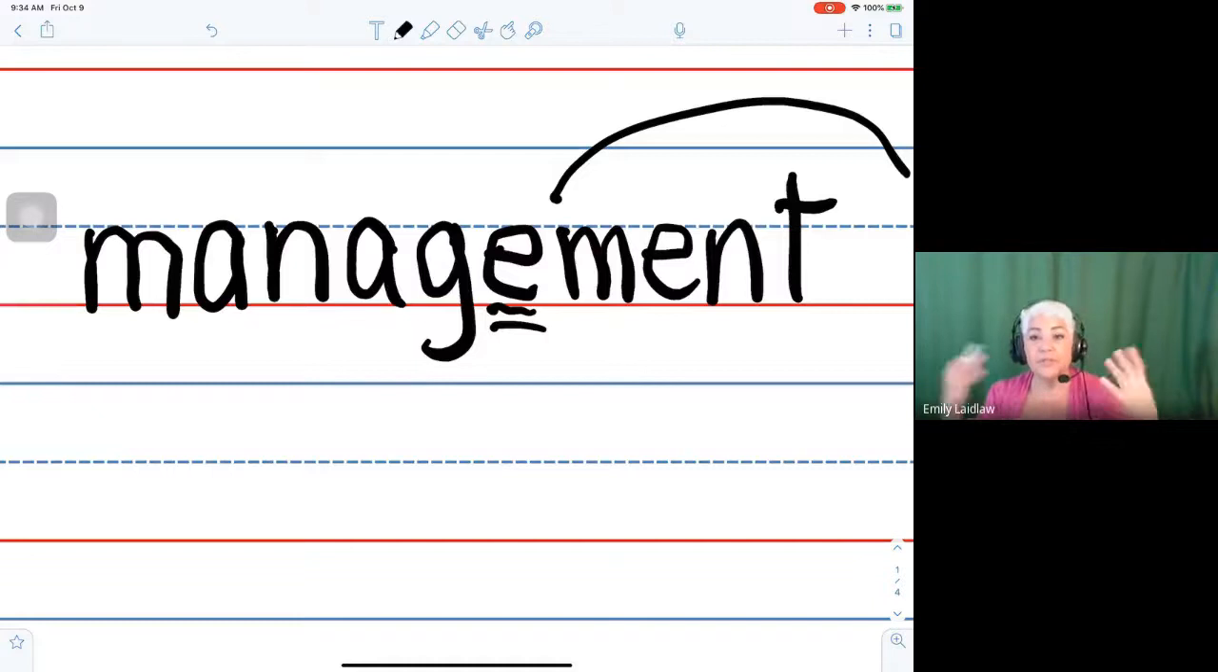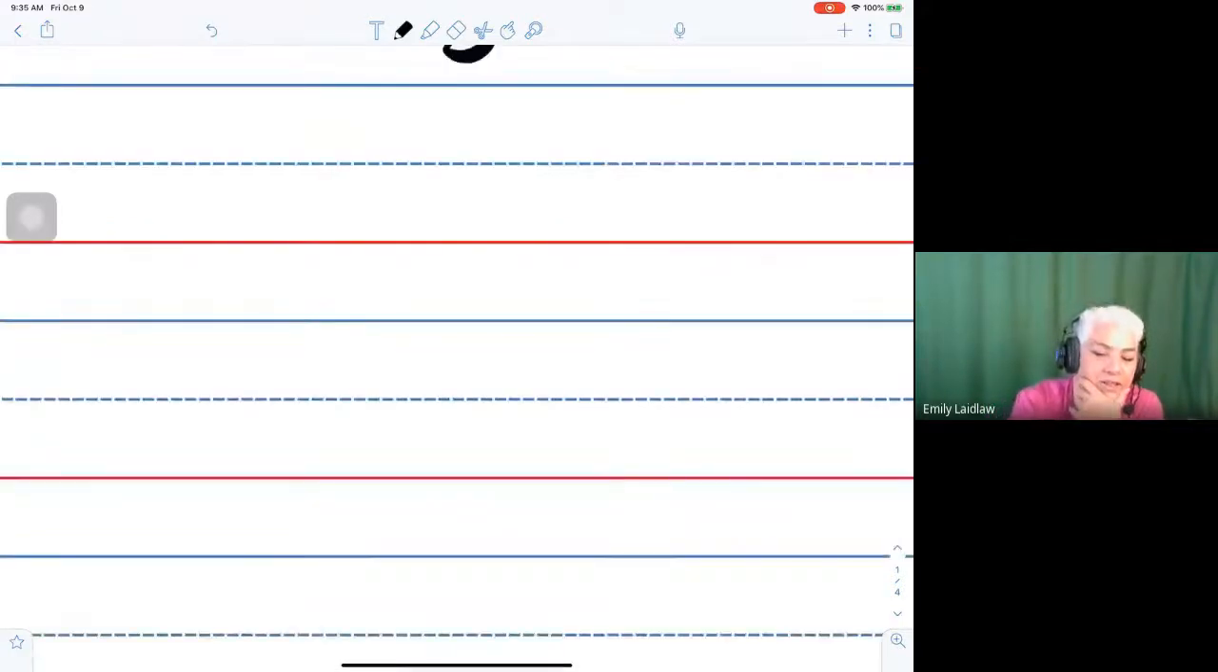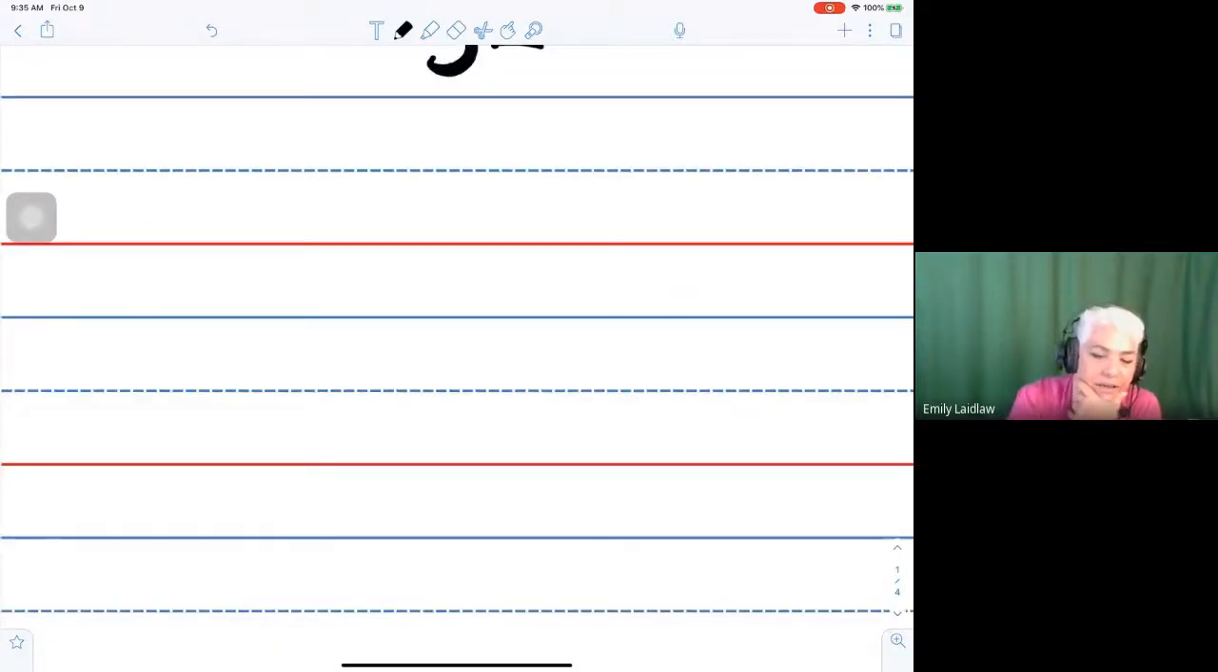So spelling rules, of course, that's encoding. Yes, that gives you the correct means to encode a word. Am I dropping the E? Am I keeping the E? Am I doubling a letter? But it gives us the ability to decode. And I show these words all the time.